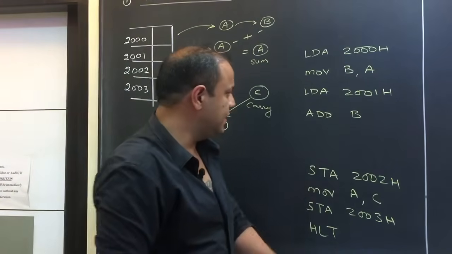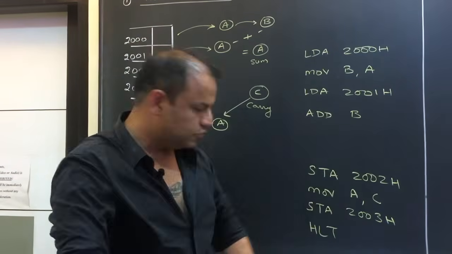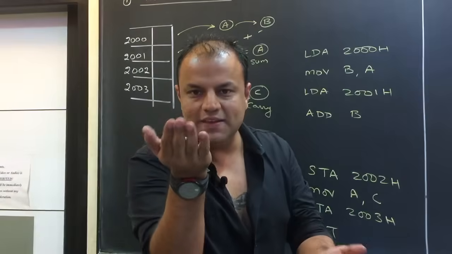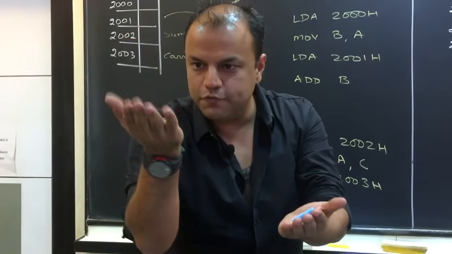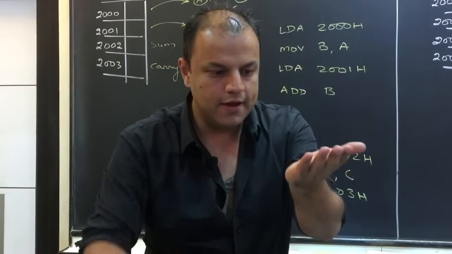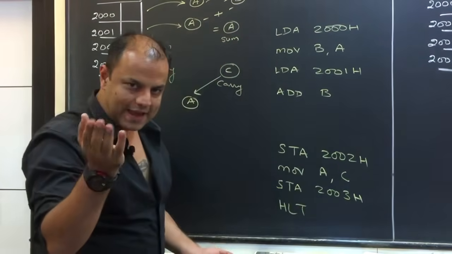Now, who has the carry? The moment we do this addition, carry comes into the carry flag. So, what we need to do is from the carry flag, get the carry into C register. I repeat, from the carry flag, get the carry into C register. Did you understand this? From carry flag, get into C.